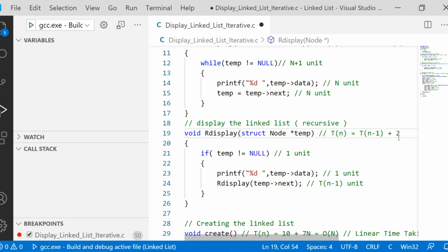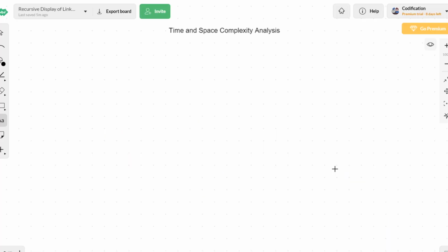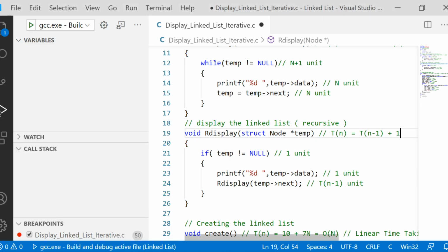You might have learned recurrence relations mathematically. When you take a recurrence relation, if you have a constant part, whatever the value is, you should change it to 1. Now we will go to this online board and start solving that particular recurrence relation. So T of n is equal to T of n minus 1 plus 1, and this time is taken if the condition is true.